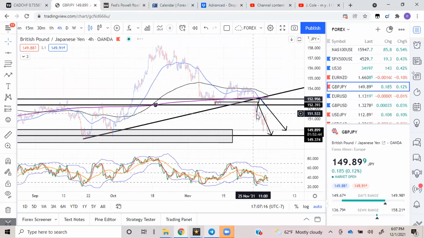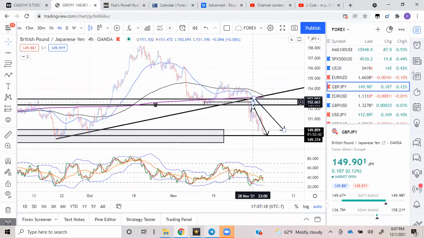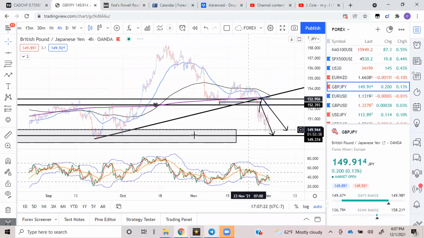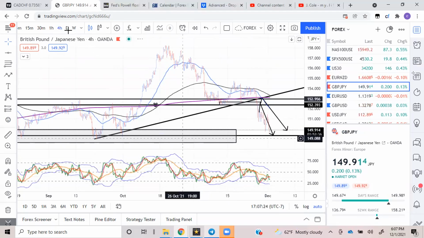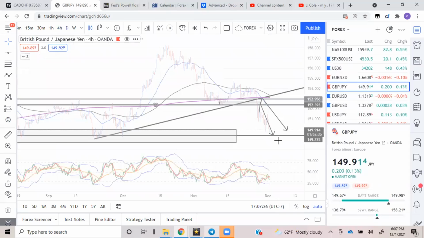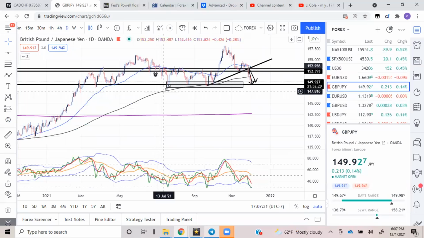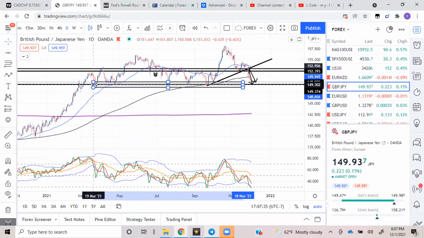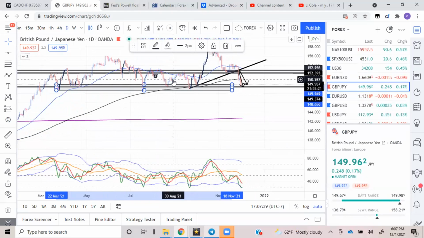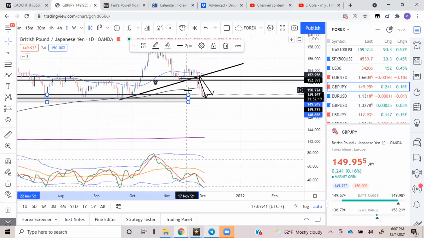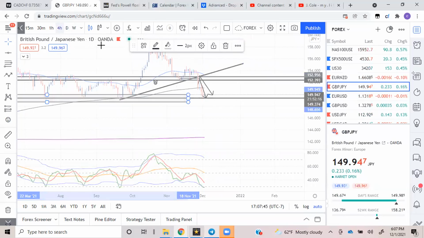GBP JPY did not come all the way back up like I wanted it to, but it is selling off. I'm looking for it to come down to this demand zone because this is a major level of structure here. I'm looking for it to reject and buy off. You guys see that this stretches all the way back to here. This is a monthly level all the way from March. So with that being said, it's probably going to consolidate a little bit within the next day or so.